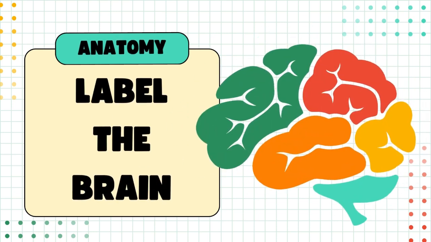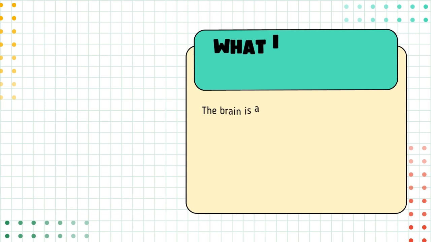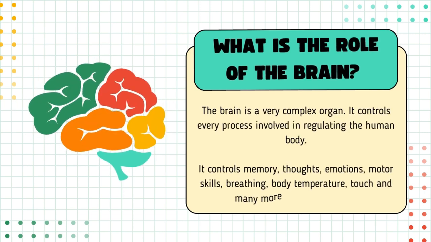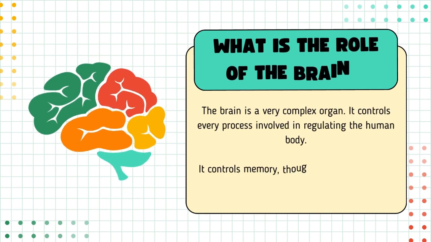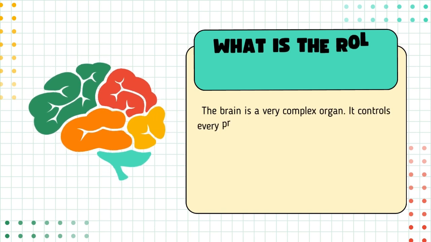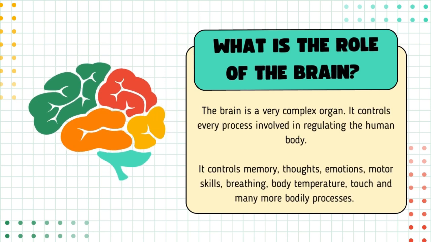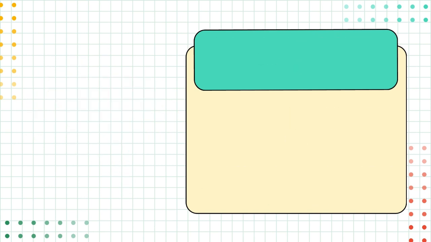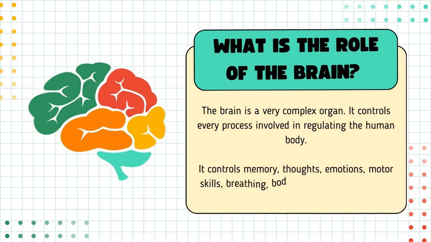Label the brain. What is the role of the brain? The brain is a very complex organ. It controls every process involved in regulating the human body. It controls memory, thoughts, emotions, motor skills, breathing, body temperature, touch and many more bodily processes.